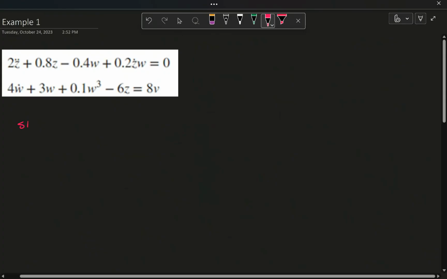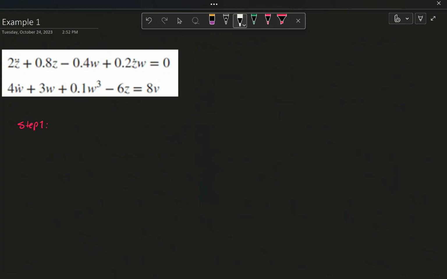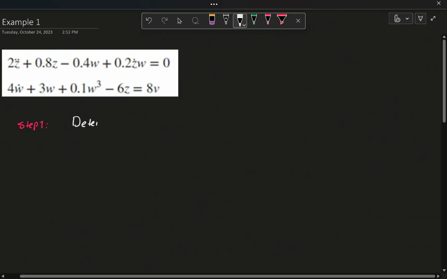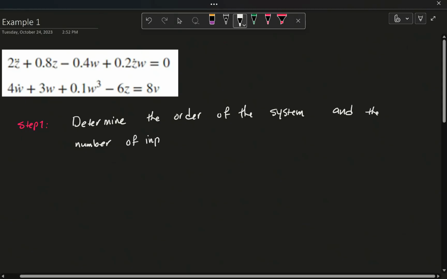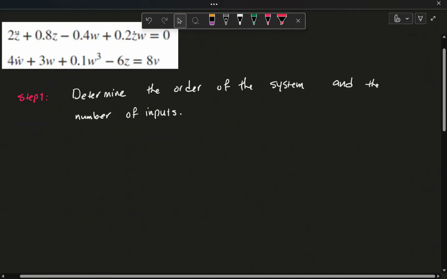In step 1, we're going to first determine the order of the system and the number of inputs. The system, as we mentioned, n is the order of the system, which is basically the order of derivatives. You have a second order derivative with respect to z, and you have the first order derivative with respect to w. 2 plus 1 is going to be 3.